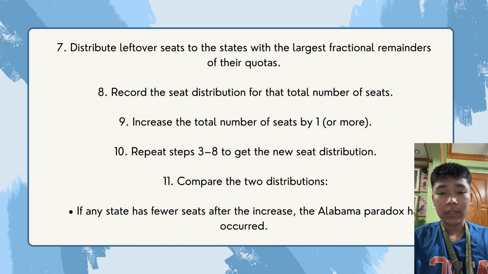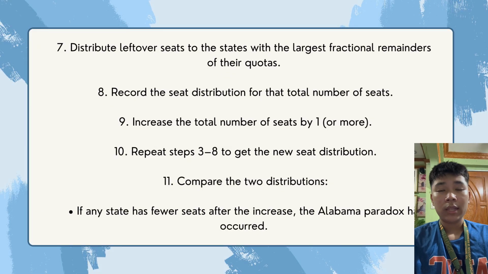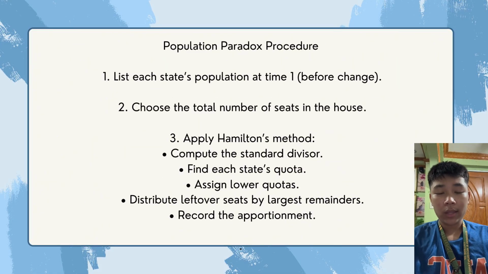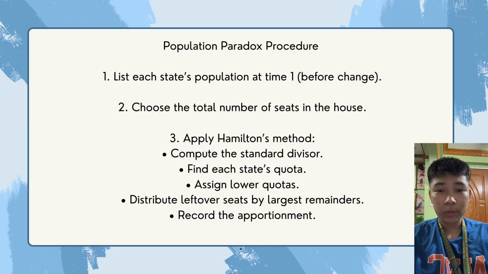Step 9: increase the total number of seats by 1 or more. Step 10: repeat steps 3 to 8 to get the new seat distribution. Step 11: compare the two distributions. If any state has fewer seats after the increase, the Alabama paradox has occurred. The next paradox is the population paradox. Here are the steps and procedures of the population paradox.